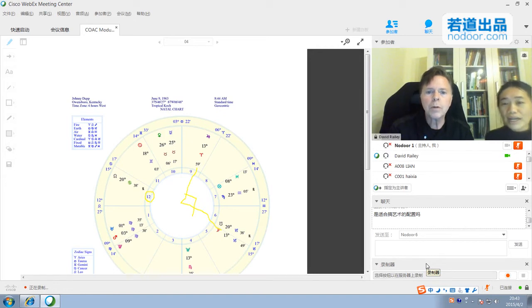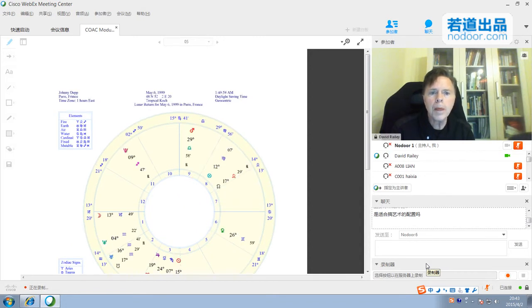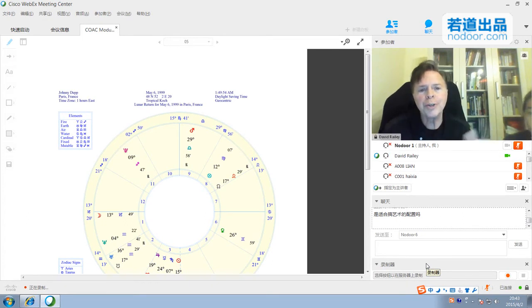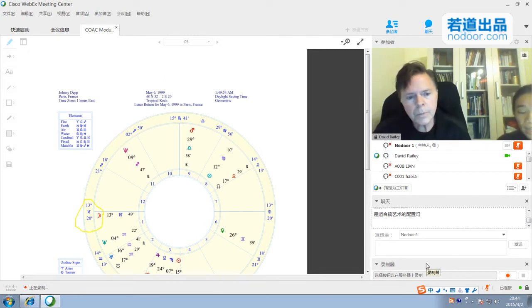All right, let's take a look at a lunar return for Johnny Depp. This is his lunar return that occurred on May 6th in 1999 in Paris. Johnny Depp was working on a film, and he had his family living with him in France at this time. At the moment of his lunar return in Paris, and this is such a perfect example of the importance of place, the Moon is right on the Ascendant.